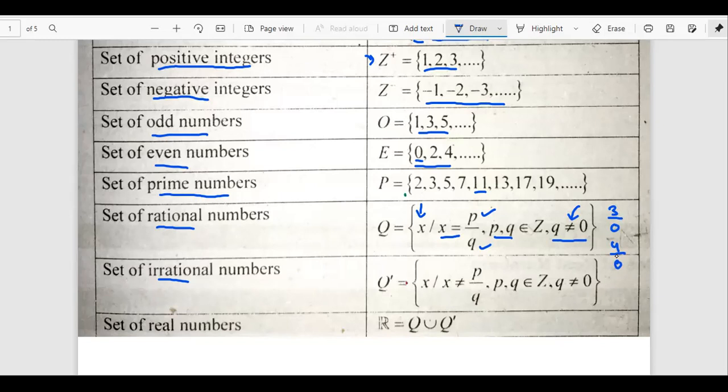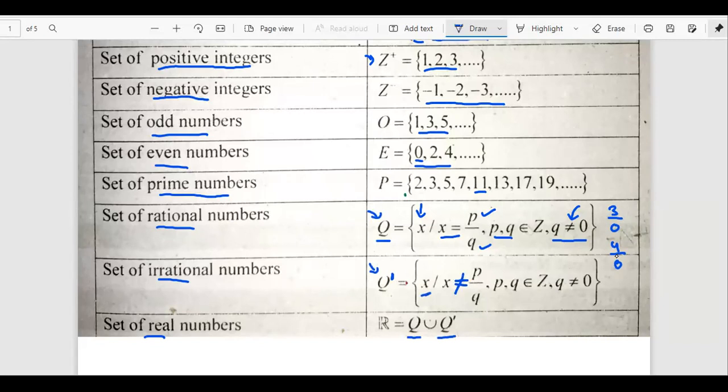Okay. And if we talk about irrational numbers, look at the sign right here. It is basically the complement of this Q, right? If this Q right here has fractions, then this Q dash is not going to have fractions, okay? So it is going to have all the X's such that X is not a fraction. I hope it's clear. And when we talk about real numbers, we simply combine both rational and irrational numbers, right?